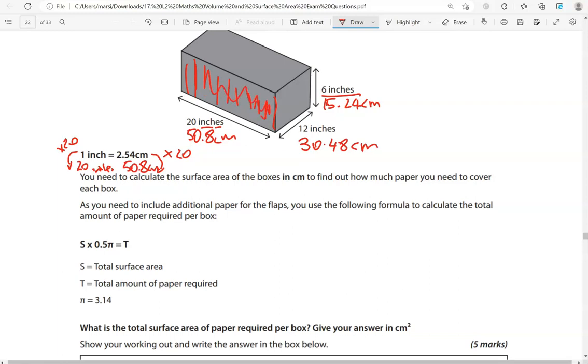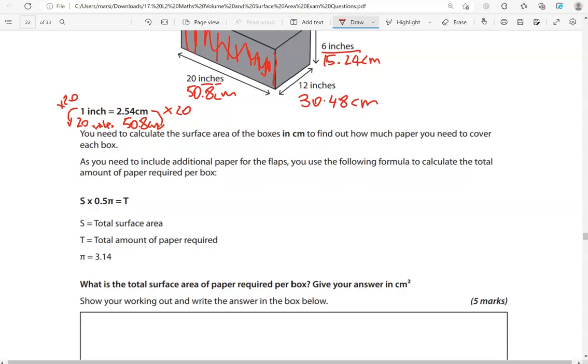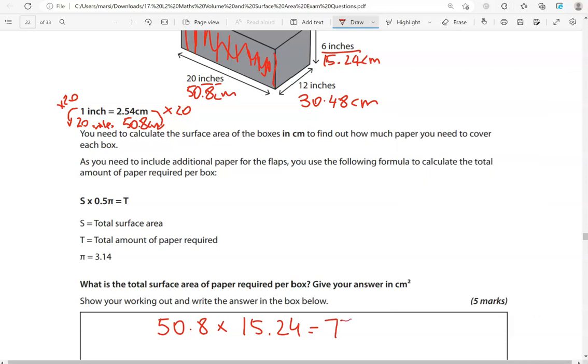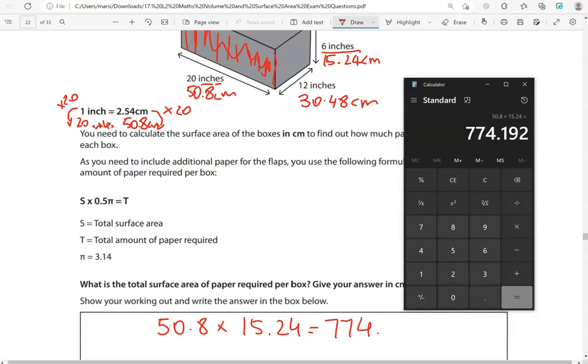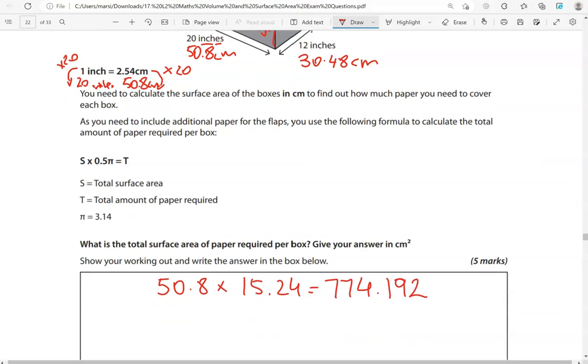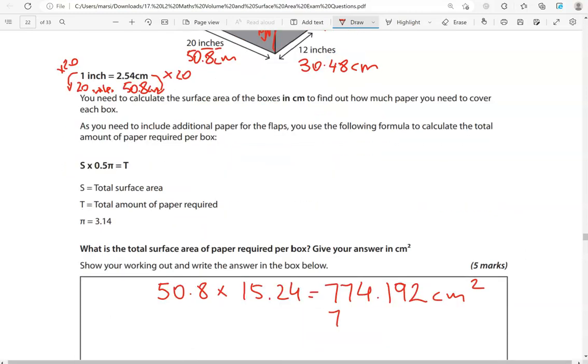So going back to this first step of working out the area of this face, we'll do 50.8 times 15.24, which is 774.192. The other side here on the back will be identical, so we can add another 774.192.